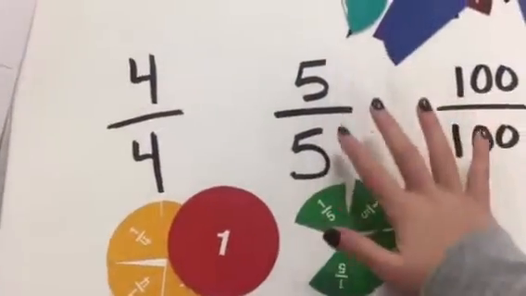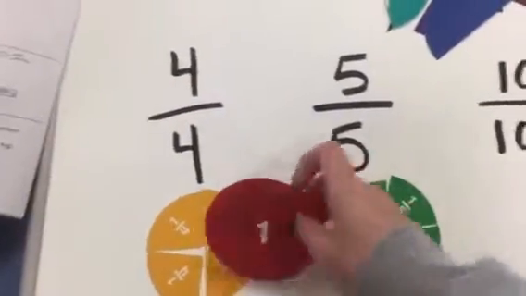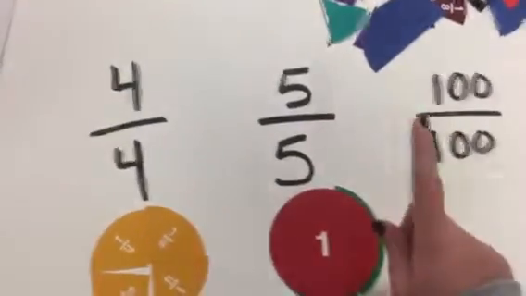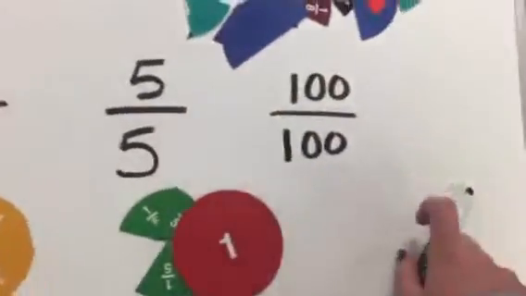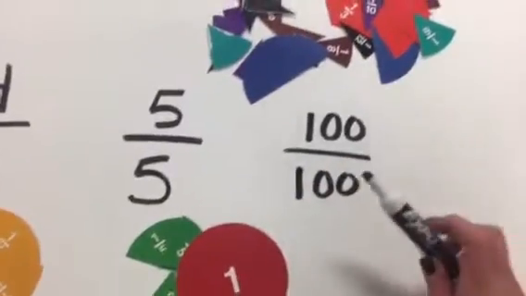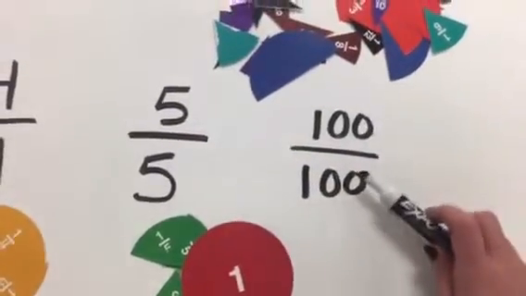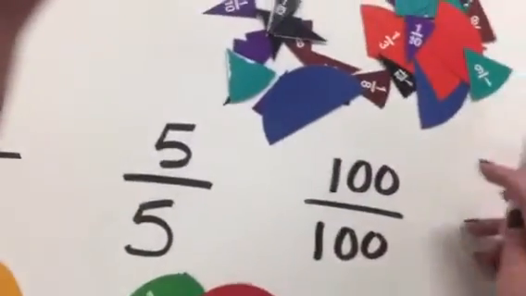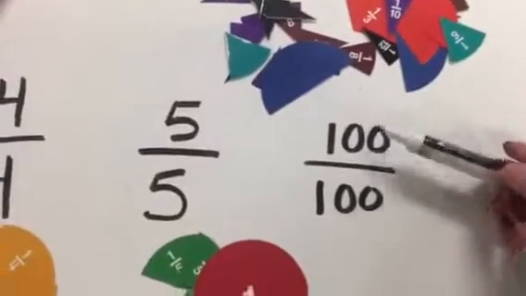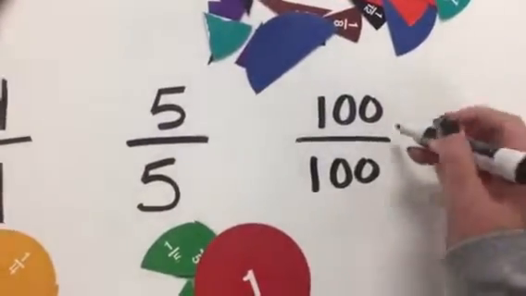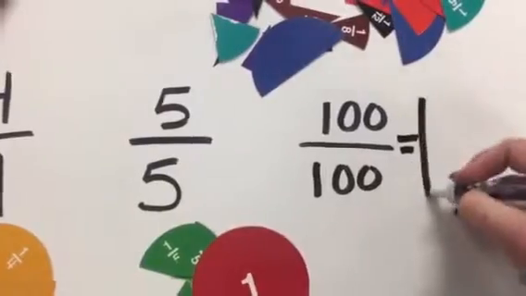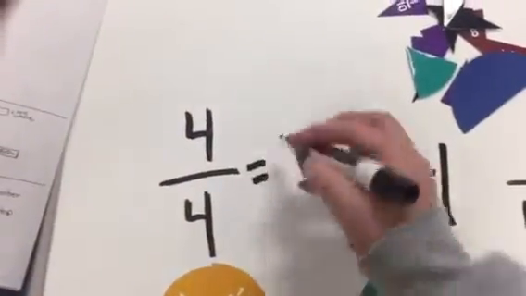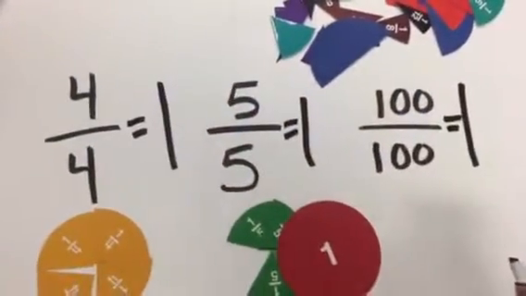So if we had 5/5, right now we only have 4, you'll notice it's exactly the same as this 1 whole. So when the top and bottom are the same, that's 1 whole. It ain't no game. All right, 100/100ths. Now, when top and bottom are the same, that's 1 whole. This ain't no game. I don't have 100ths to show you, but we know that when the numerator and denominator are the same, it's equal to 1. So I can say 100/100ths is equal to 1, 5/5 is equal to 1, and 4/4 is equal to 1. Okay, all of those are equal to 1 whole.